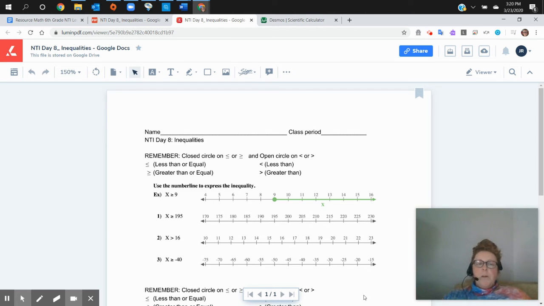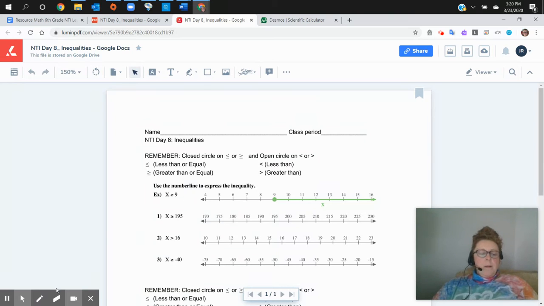Hey guys, we're here for NTI Day 8, Inequalities. So if you're working from the computer, you want to go ahead and pull this day up, then have it on your screen that looks like this. Or if you're working from paper, go ahead and get that paper in front of you. That will be the easiest way.